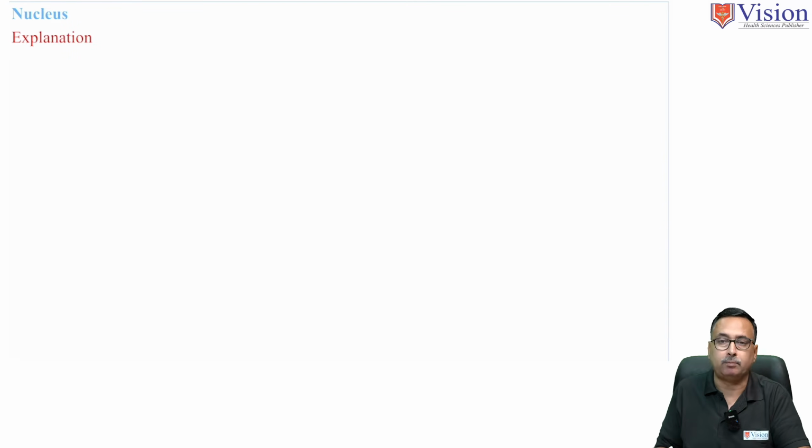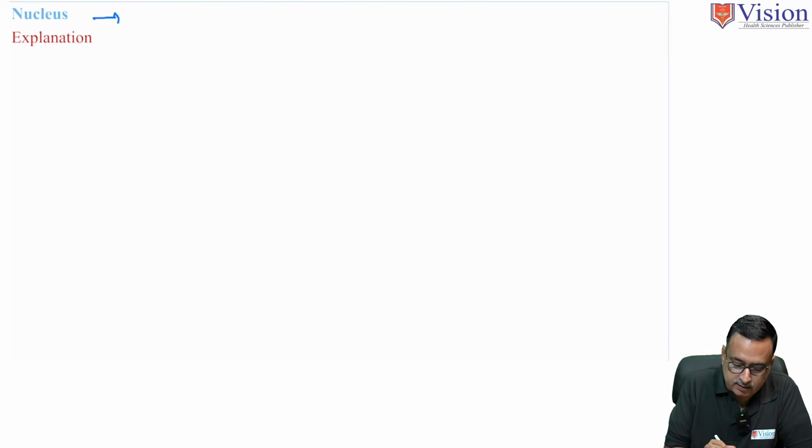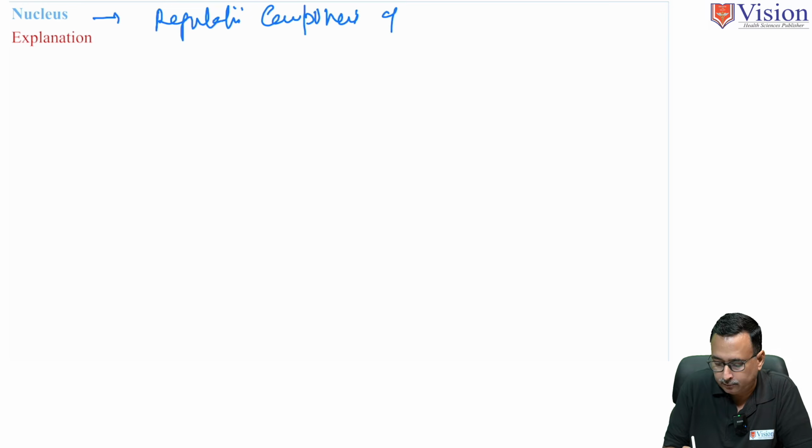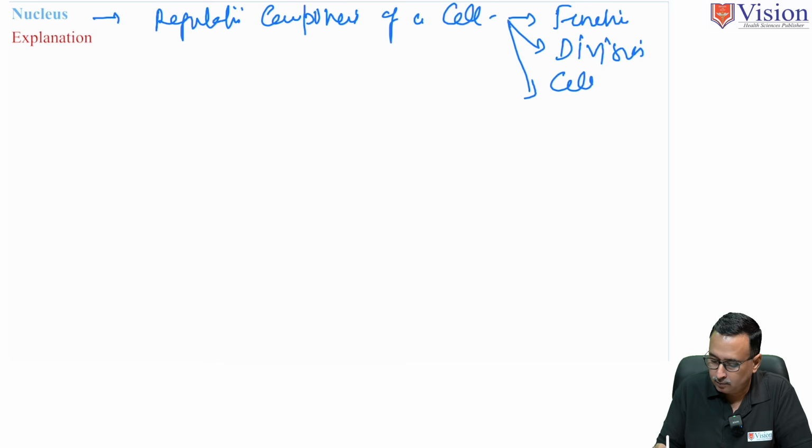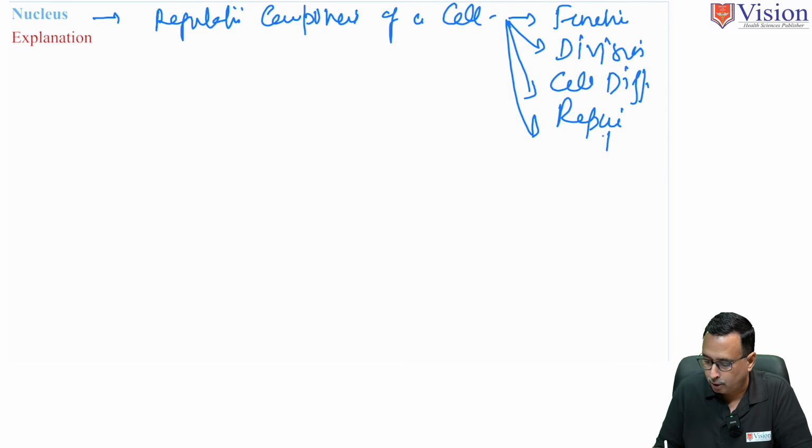Next, the most important part of a cell is the nucleus. A nucleus is the regulating component of a cell. A nucleus controls all functions of the cell. Nucleus controls cell divisions. Nucleus controls cell differentiation. Nucleus controls repair of body tissues.